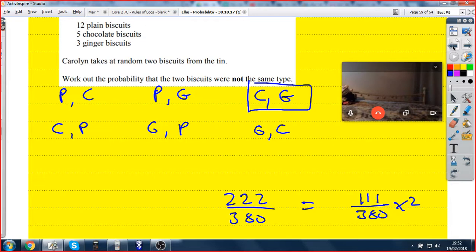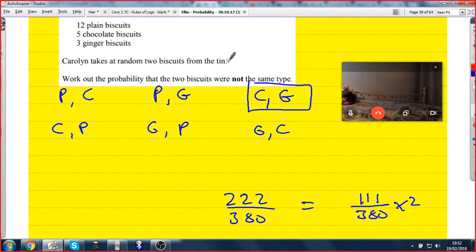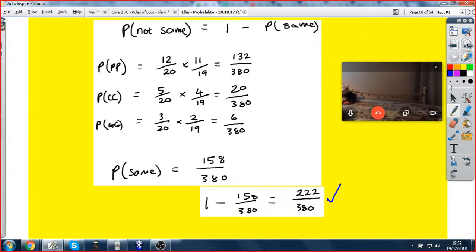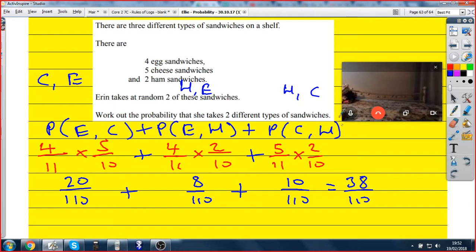So is it wrong because there's more possibilities? What way did we do it with this one? We took it. Oh, we swapped them all around. Right. And so there was 111 chances for these three, and there was 111 chances for these three. We added them. Yeah. And so what could we do for this one?